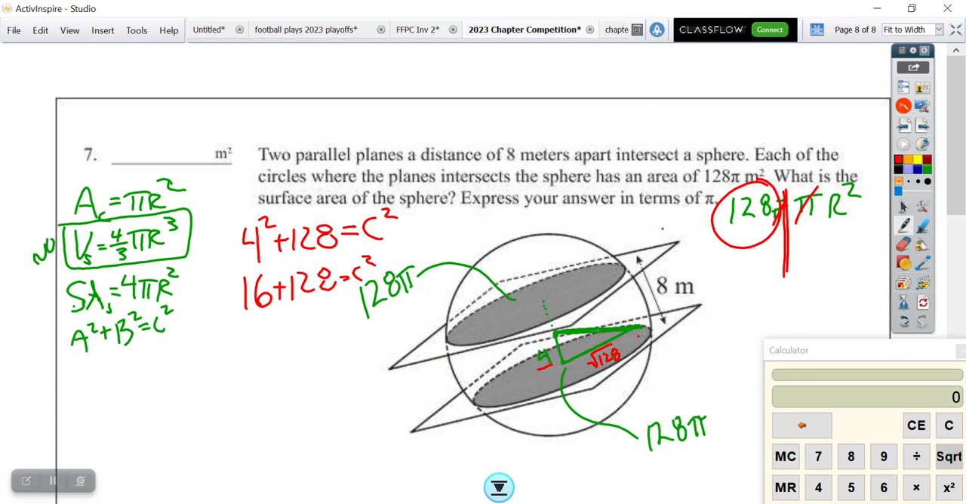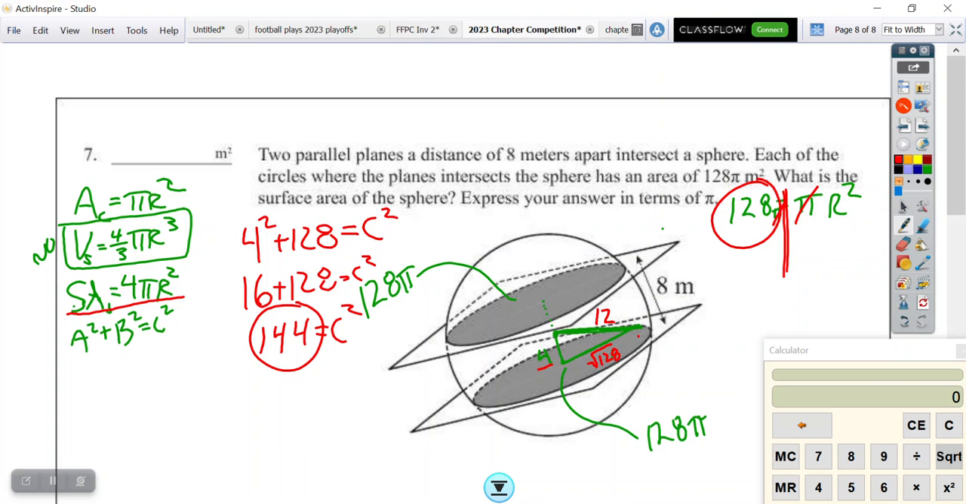So I get 16 plus 128 is equal to c squared. 16 plus 128 is 144, equal to c squared. Oh, that's nice. What's the square root of 144? 12, which means the radius of the sphere is 12. But you know what? I don't need to know that. Do you know why? Really, I just need this 144 because in the surface area, I'm squaring the radius, right?